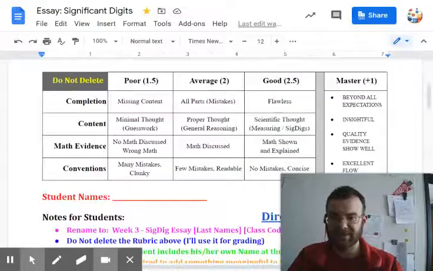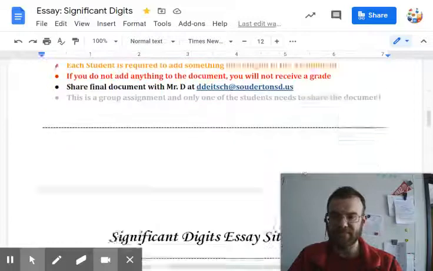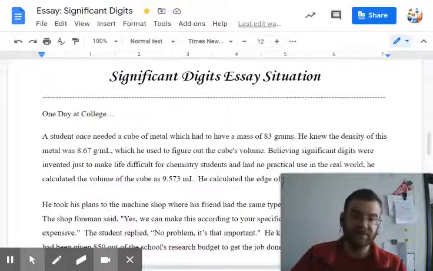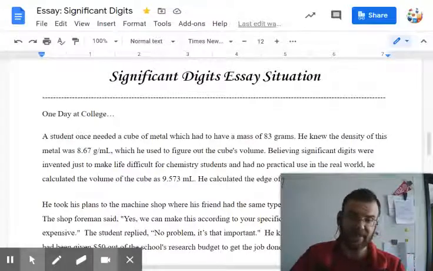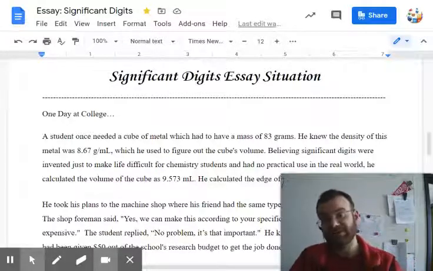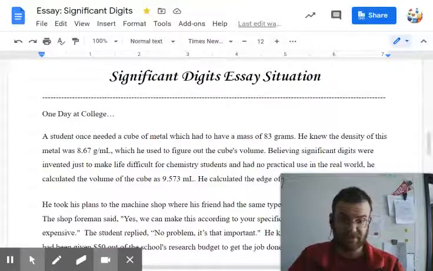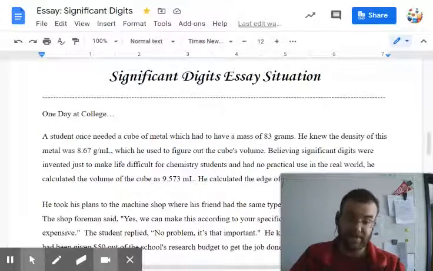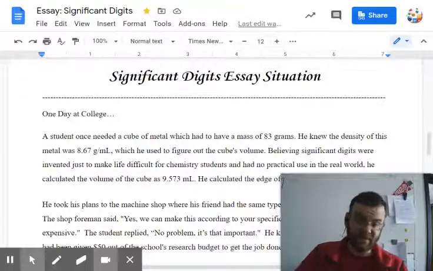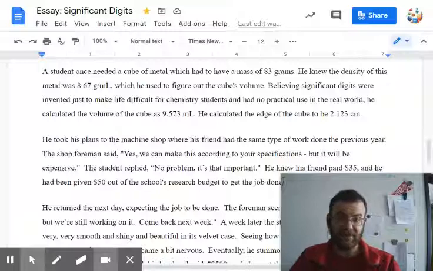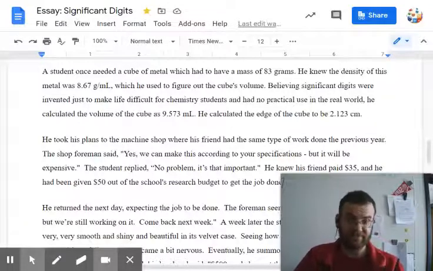So you can see here's the various grading thing as per normal, here's the directions as per normal, but then you get to the essay itself, where it talks about a student in college who was supposed to have a cube with a mass of 83 grams, and he knew the density of the metal was 8.67. These are values given to the student. He did not think significant digits mattered, so he did not use it at all. He calculated the volume and he calculated the edge of the cube as a result.